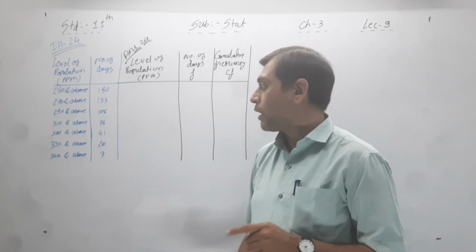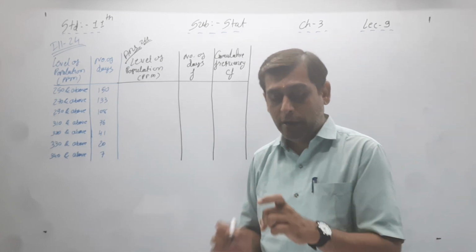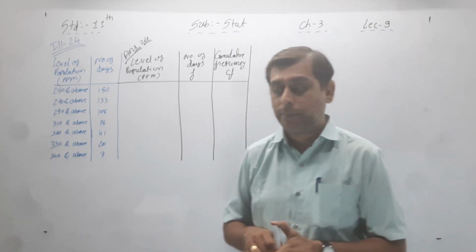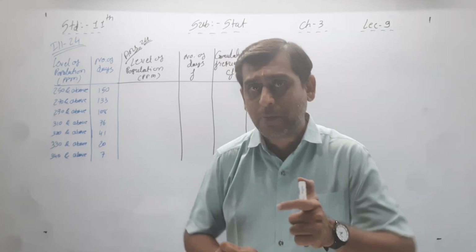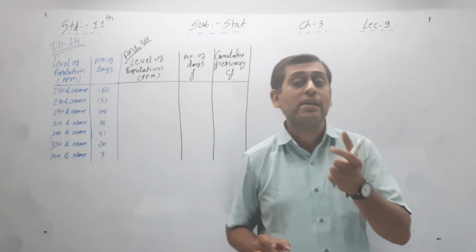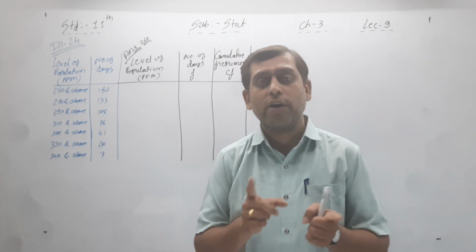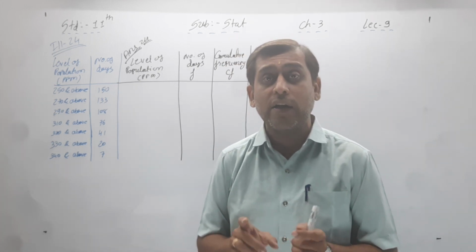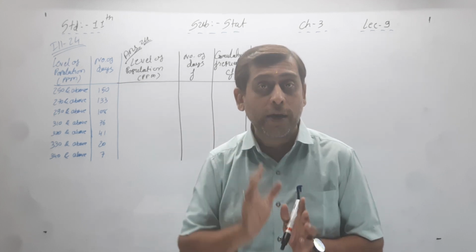250 and above. See, be careful here. In the previous question, the class length between two values is equal. 200 to 400, 400 to 600, 600 to 800 and so on up to 1200.